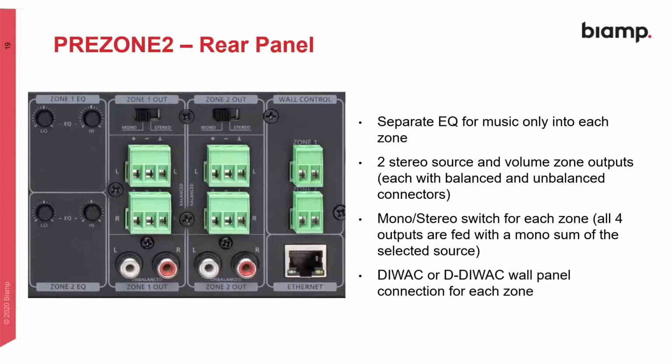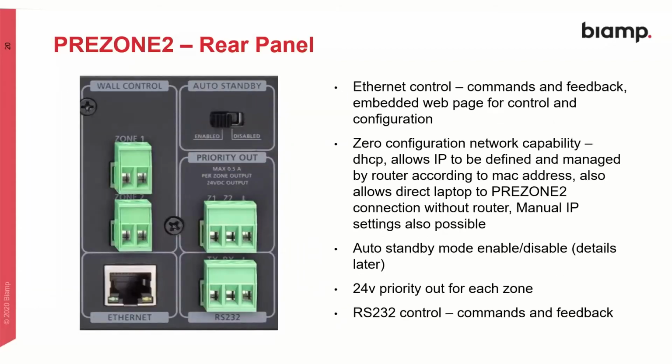And then at the bottom, I think I talk about it in a moment, but that's the Ethernet connection as well. So on the rear panel in the control side, yes, we have the Ethernet control. This is to allow commands and feedback to and from the embedded web page for control and configuration. So this is where you would connect either directly to your controlling device, be it a laptop or a tablet or a smartphone, or via an Ethernet structure, so that you can control it from any device on the network with a web browser.